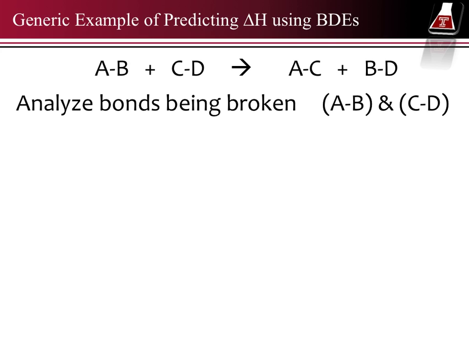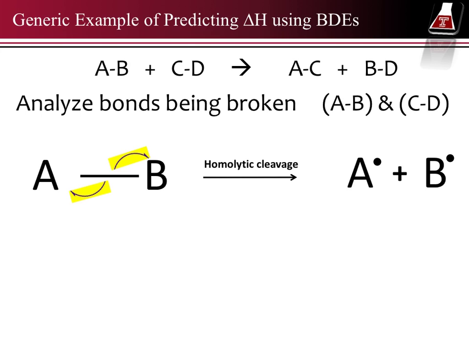Okay, so remember, whether something is exothermic or endothermic has nothing to do with how fast the reaction is. It has to do with the energy levels of where we started relative to where we end up, so starting materials to products. To do this, we analyze the bonds being broken. In this case, the AB bond has to break and the CD bond has to break. This is going to happen homolytically in this scenario.